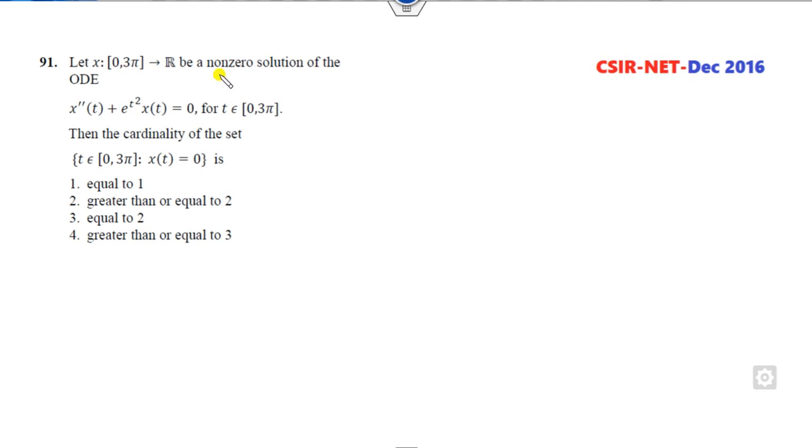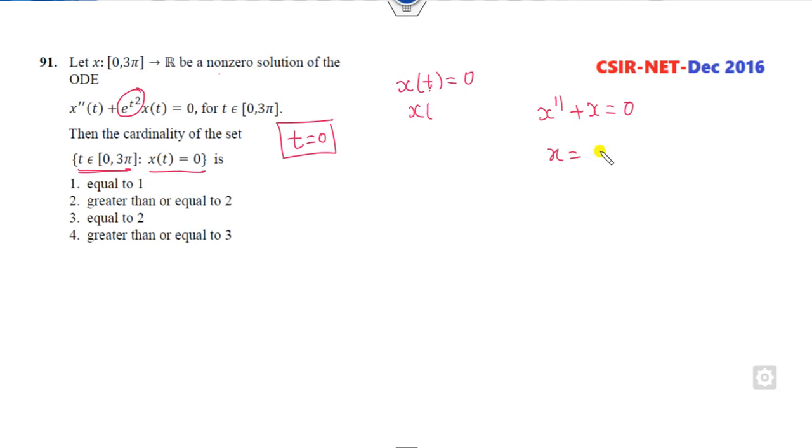Okay, which of the following is a non-solution here? We have to find the solution of this. You can see, what is the value of t? T can be any value. So I can simply take it as 0. If I simply take t as 0, what is the meaning of this? E raised to power 0 is 1. Here, so what is the solution of this?